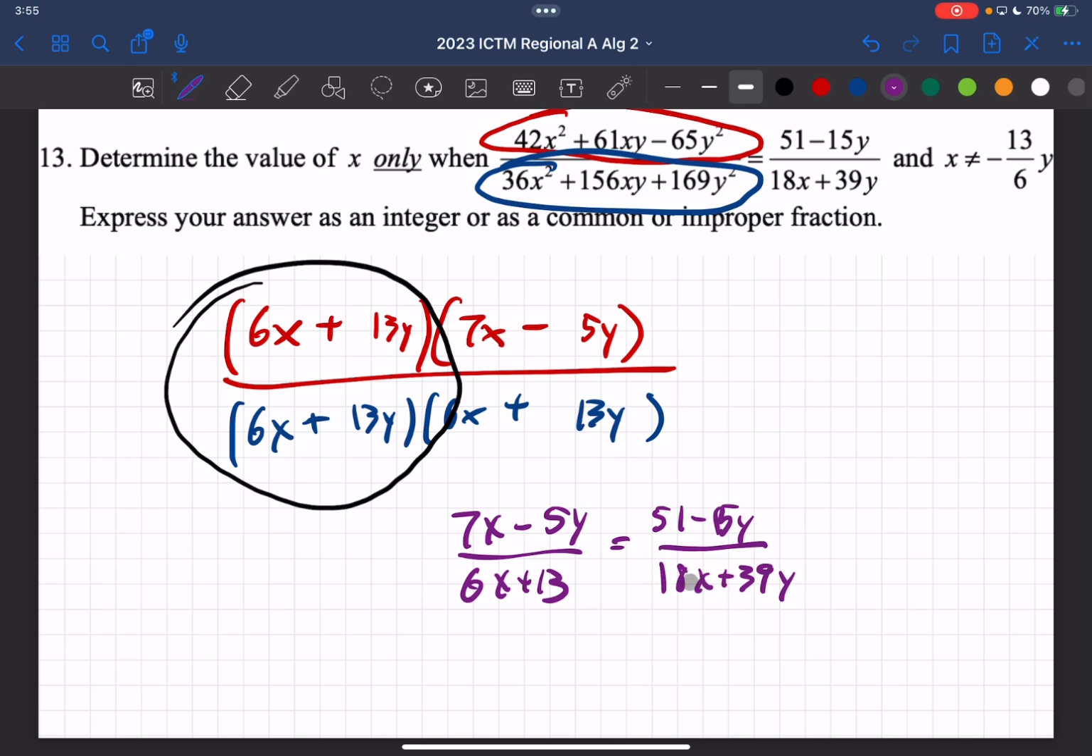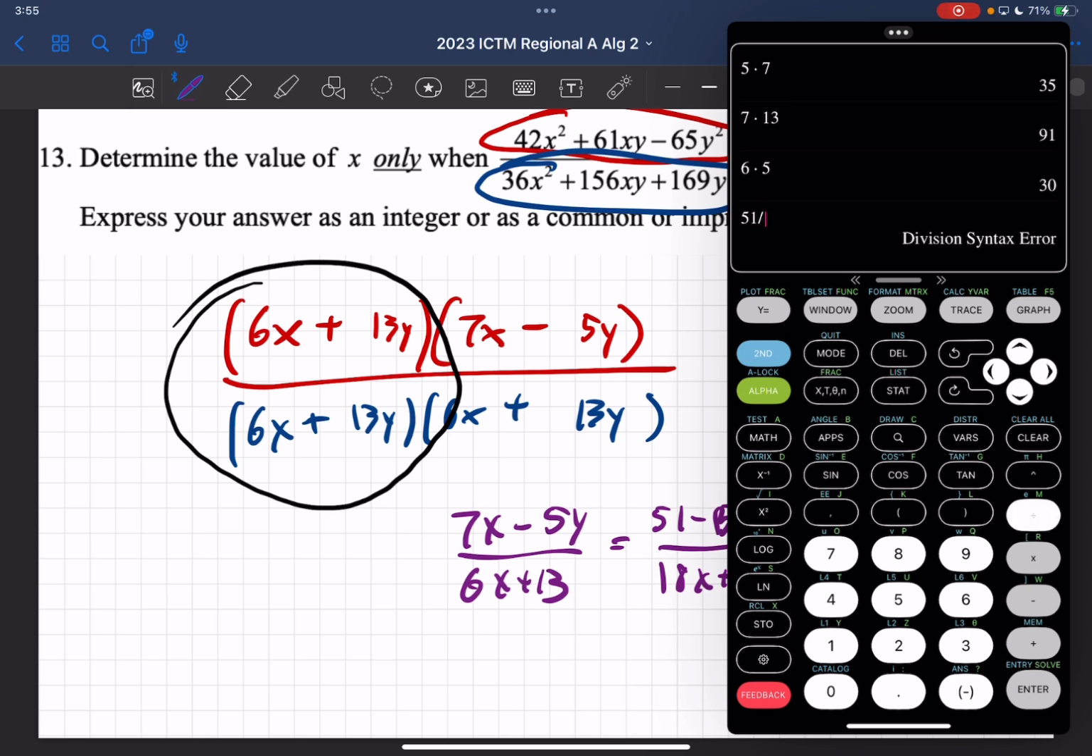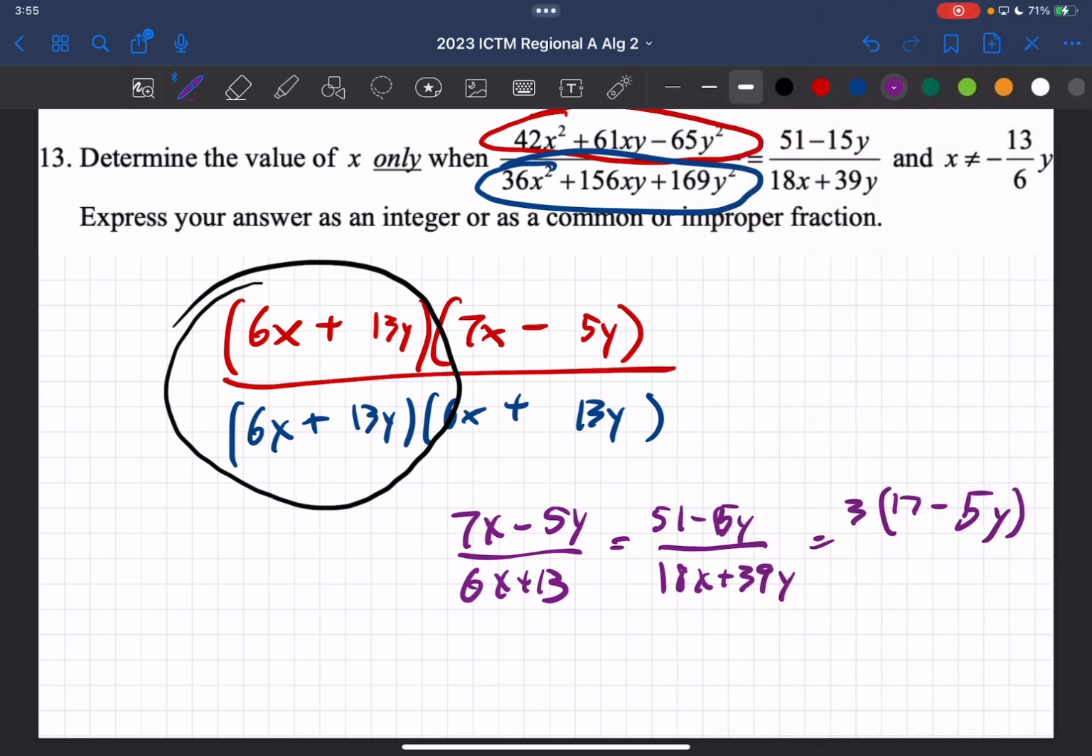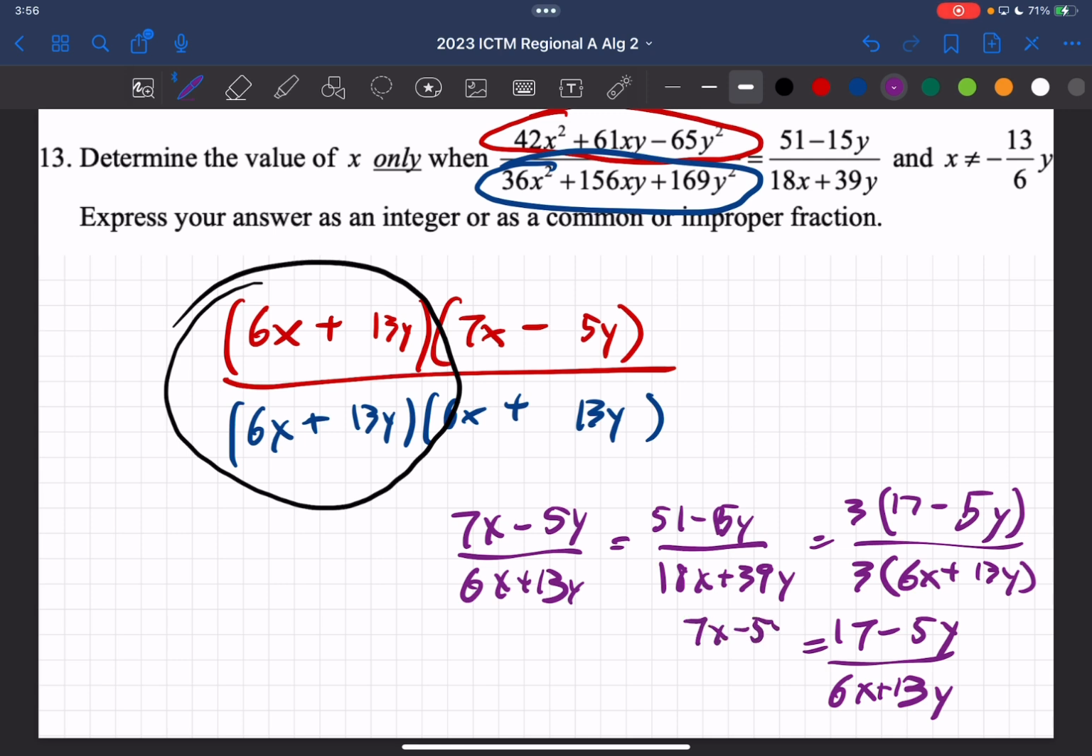Now, I think I can factor something out because 15 is divisible by 3 and so is 51. Because I know 15, I can take 3 out and be left with 5y. 51, we get 17. And I know I can factor a 3 out of the bottom, left with 6x plus 13y. So we have 17 minus 5y over 6x plus 13y, but that's the same denominator as what we had already. And they already said that x does not equal negative 13 over 6y. That gives us the freedom to cancel that denominator away and just focus on the numerators.